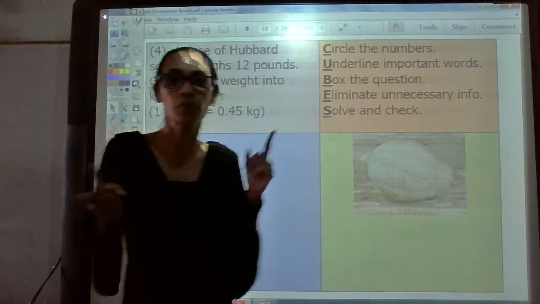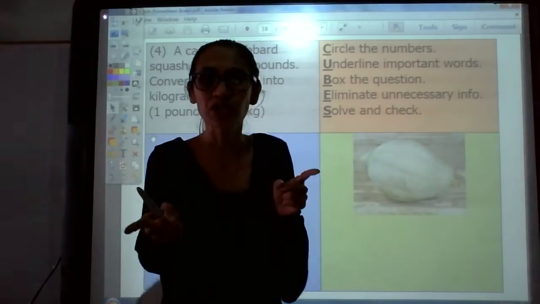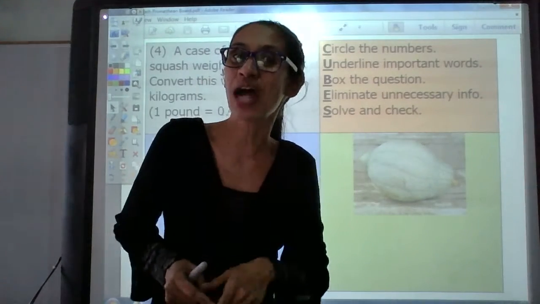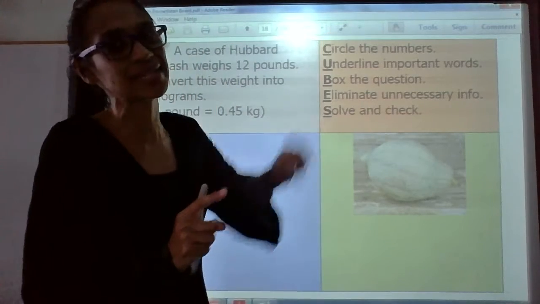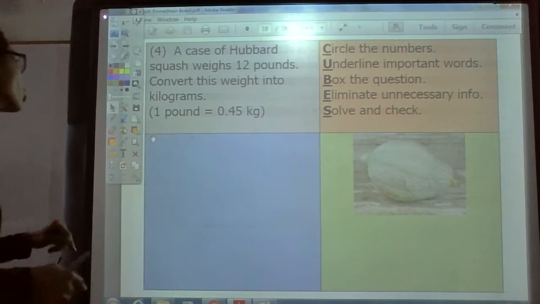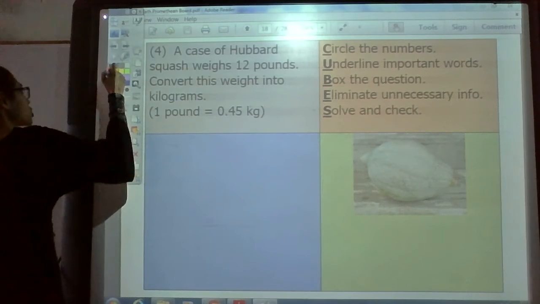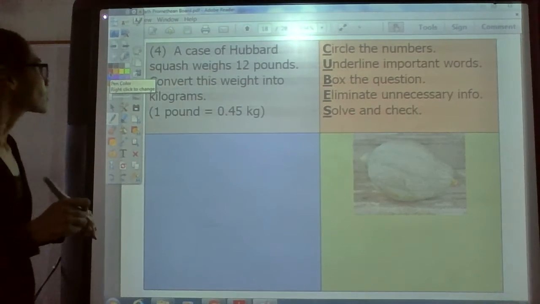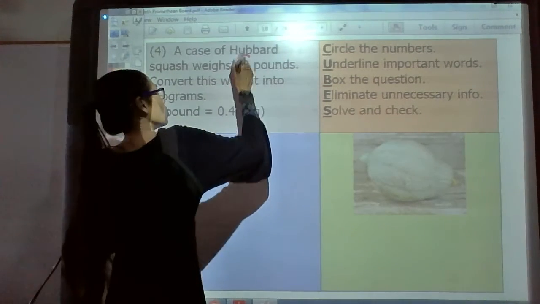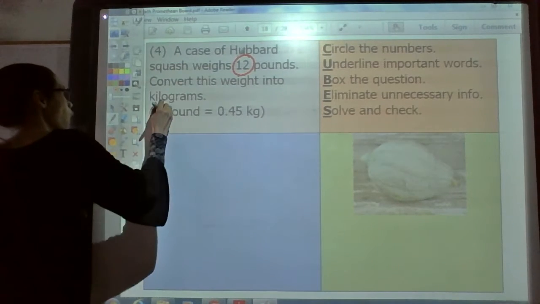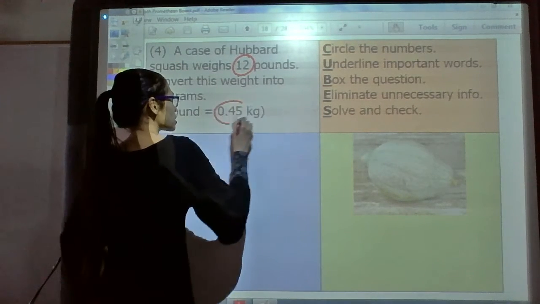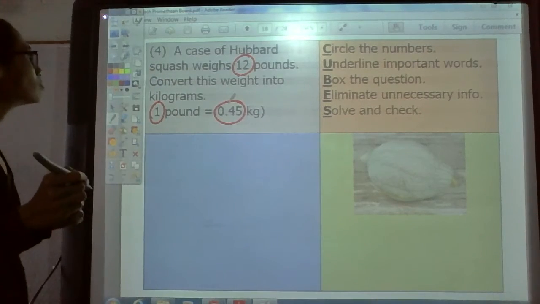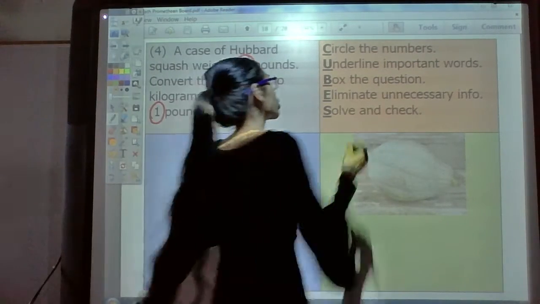So to solve this problem, what do we need? You need your paper and your pencil and your mind. We can use our CUBES clues, and the first step is that C step. And what does it say? Circle the numbers. What numbers do you see? I see the number 12. What else do you see? 1. Right here, 4,500. Any other numbers? Nope, we're done with that step. Go ahead and check that off.